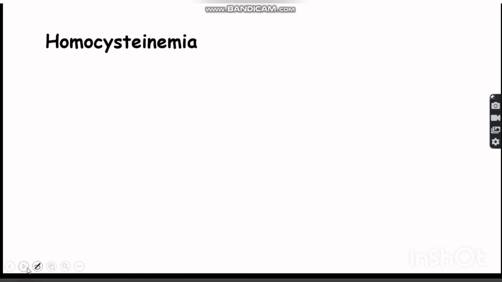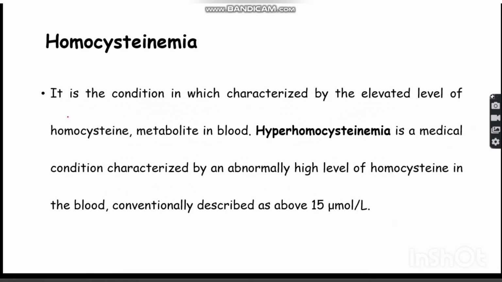Homocystinemia is the condition characterized by the elevated level of homocysteine metabolite in blood. Hyperhomocysteinemia is a medical condition characterized by the abnormally high level of homocysteine in the blood, conventionally described as above 15 micromole per liter.